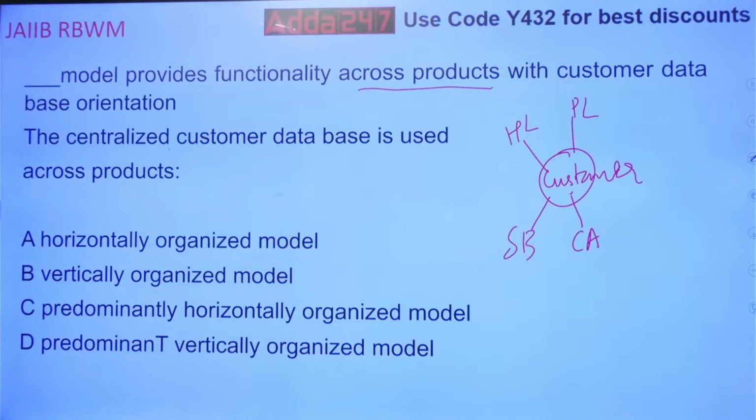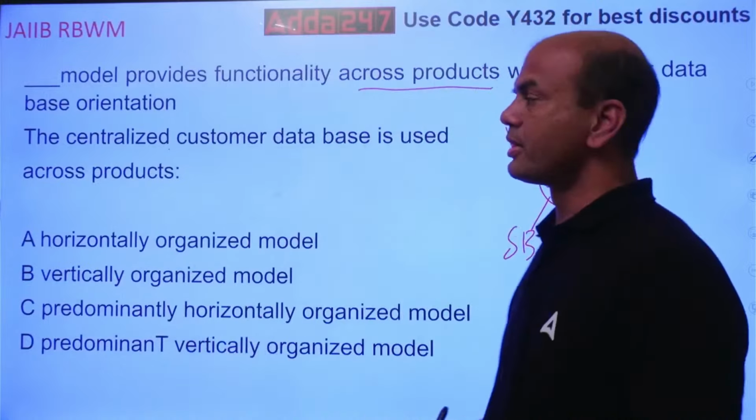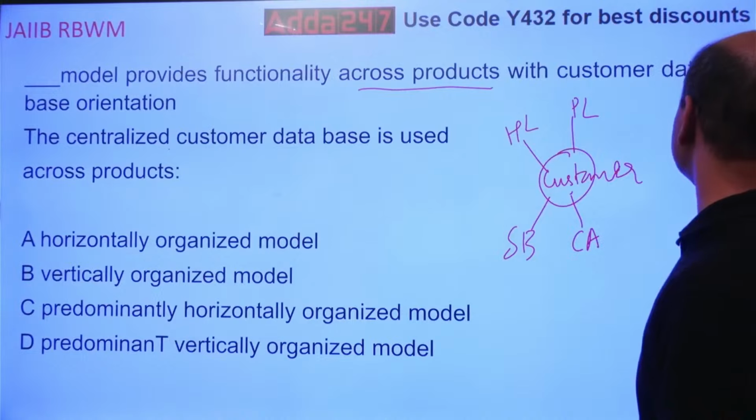What did I say? Horizontally organized means it's across the product, single product, right? Vertically organized means across all the products. Now what is this predominantly horizontally and predominantly vertically? Understand this also. Let me explain you that also.